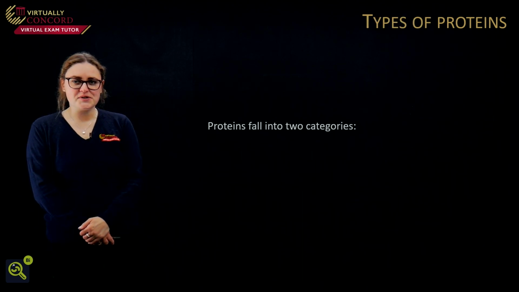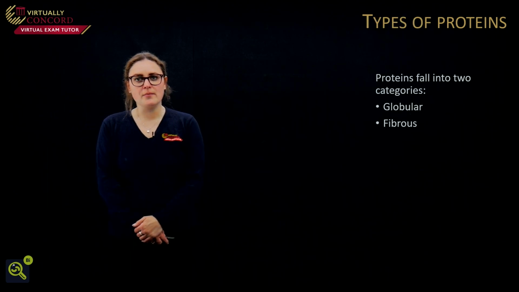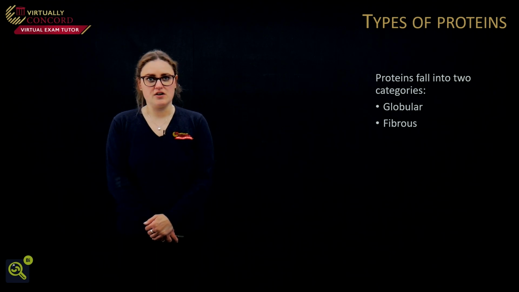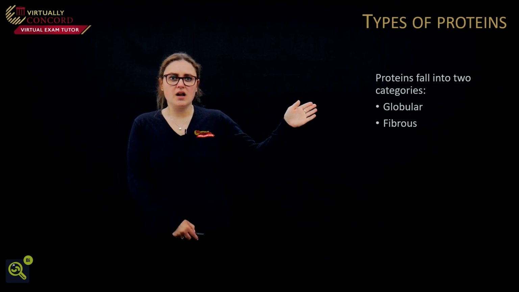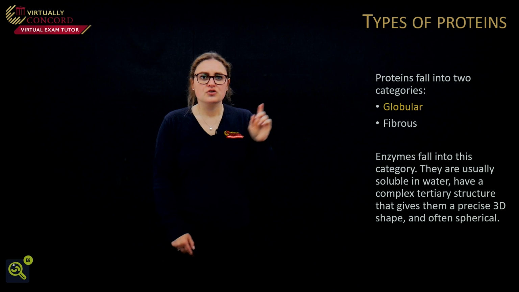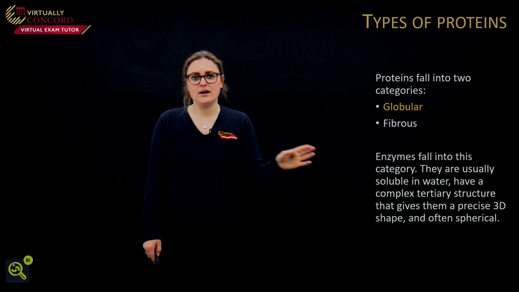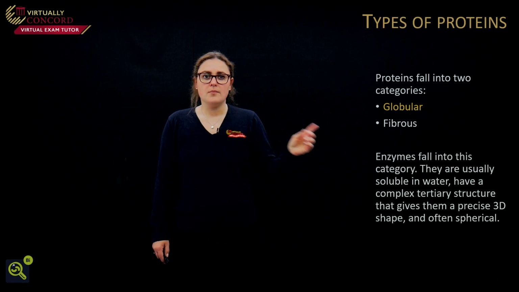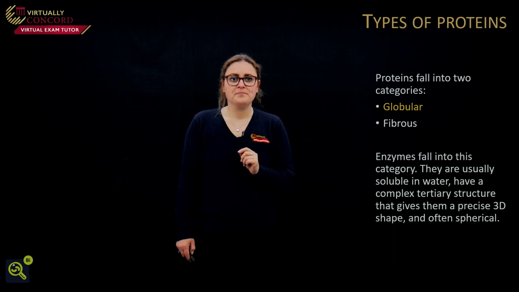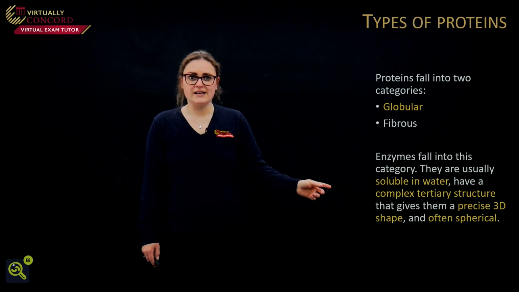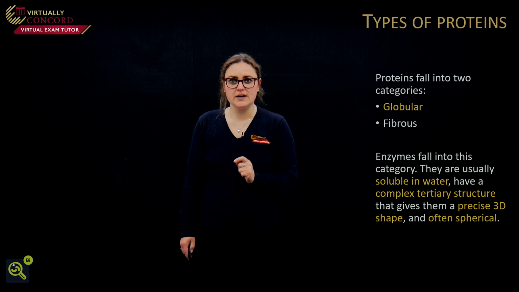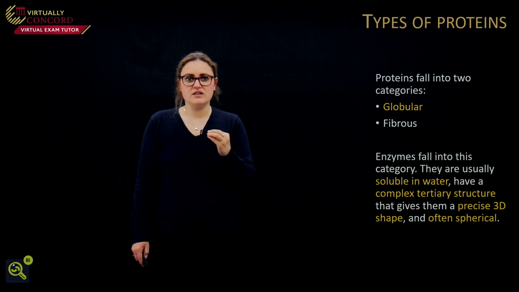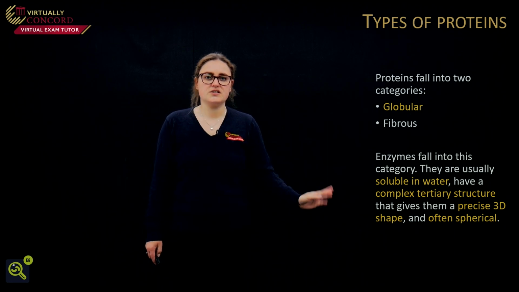Proteins fall into two categories, and this will usually come up when you are looking at the application style questions. So we have globular and we have fibrous. So our globular proteins incorporate enzymes. So enzymes are globular proteins. There are others, but enzymes are the ones that you will know about. They are usually soluble in water and have a complex tertiary 3D structure. This gives them their precise 3D shape, and they are often spherical.